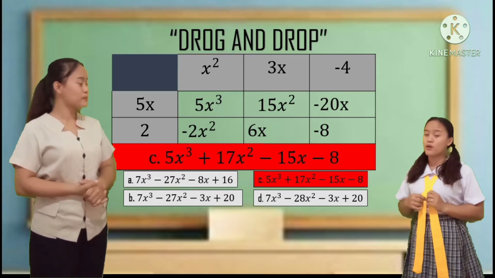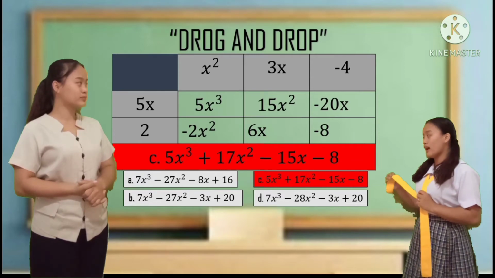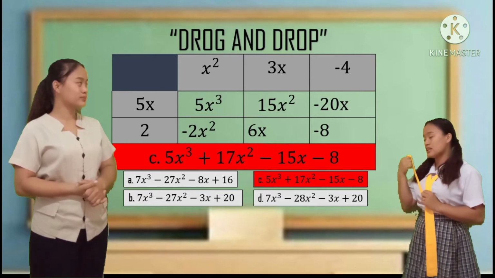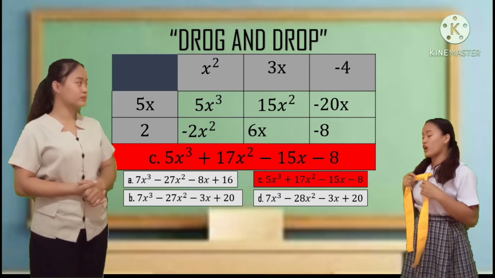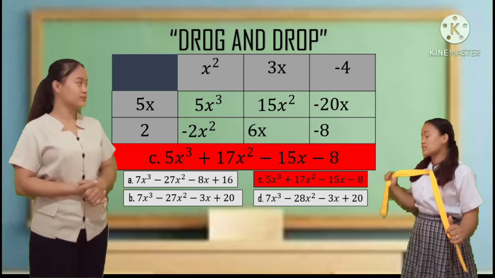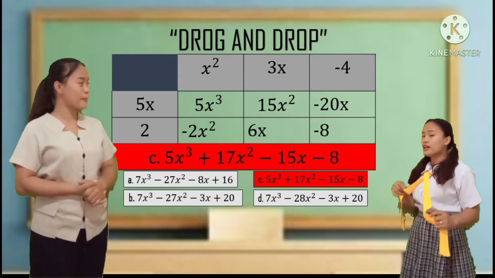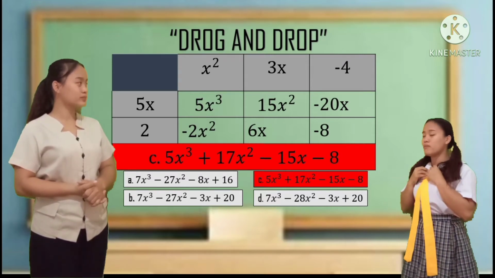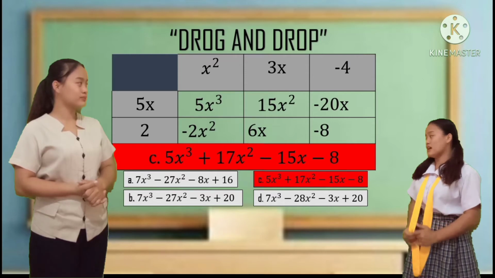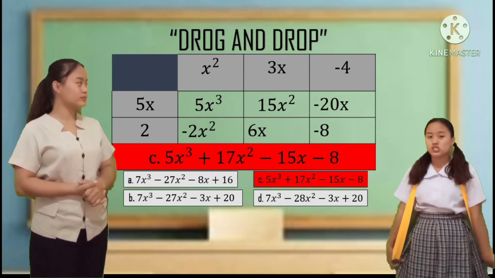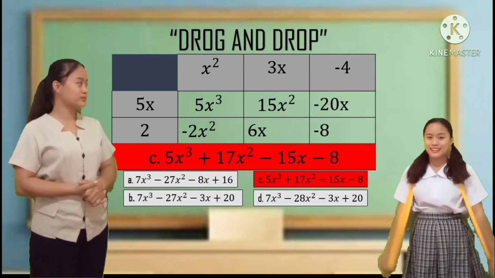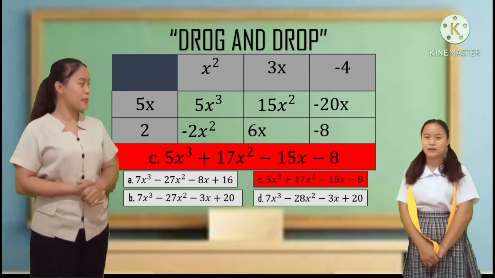And then also we multiplied 2 to x squared plus 3x minus 4. So we come up with 2x squared plus 6x minus 8. The final answer here is 5x cubed plus 17x squared minus 14x minus 18. Thank you, ma'am.